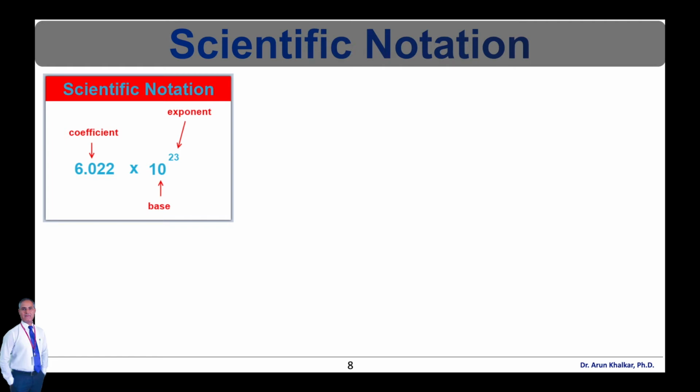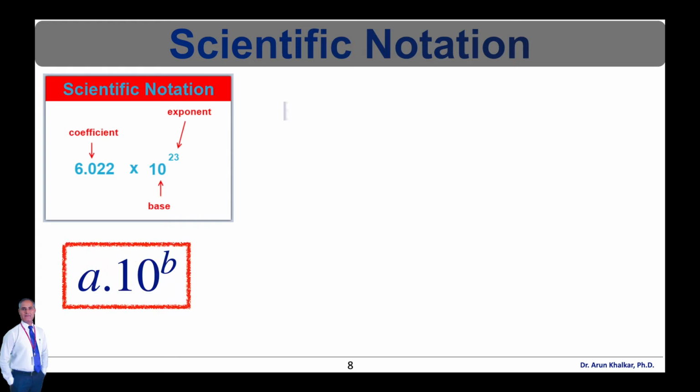In scientific notation, all numbers are written in the form of A times 10 raised to the power of B, where the exponent B is an integer and the coefficient A is a real number. The integer B is called the order of magnitude and the real number A is called the significand.